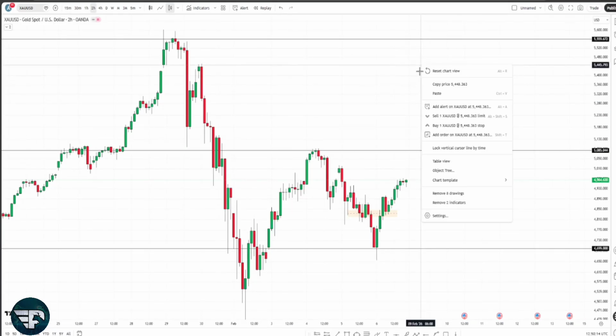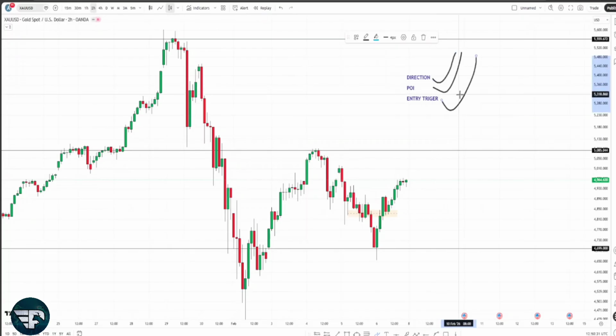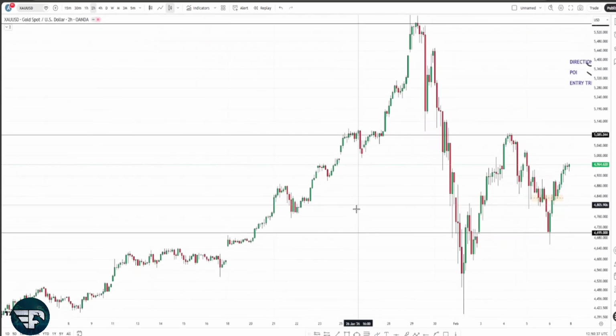Anytime you open your chart, these are the three things you are to look for before you pick any trade. First one is to know your direction of the market. The second one is to know your area where you're going to enter the trade. And the third one is your entry trigger. That is what you want to see before you hop on that trade. If you keep it simple, everything is going to be easy for you.